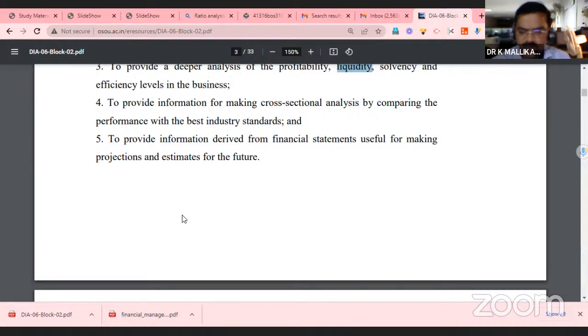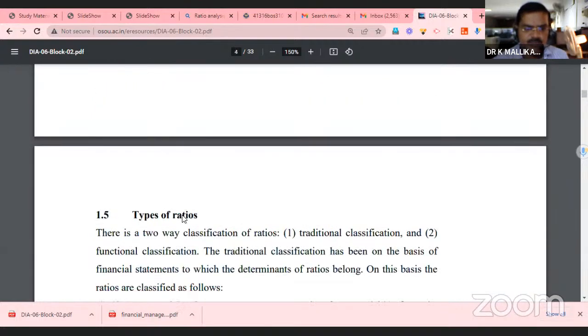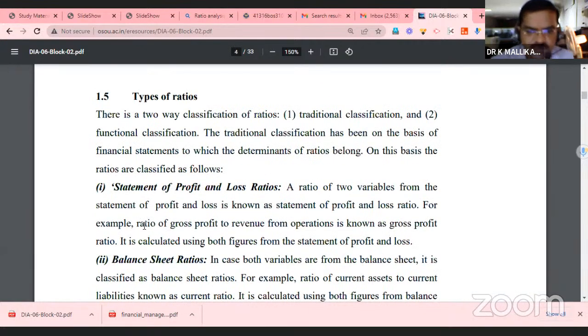As earlier in these four classes we have discussed, management accounting gives this information for managers to take company decisions for future growth. Okay. And what are the different types of ratios? The ratios can be classified in different ways: traditional classification as well as functional classification.